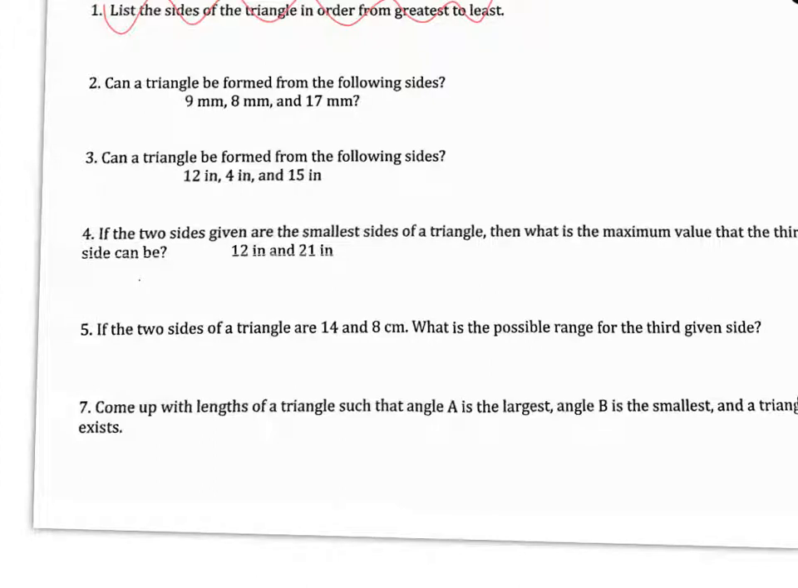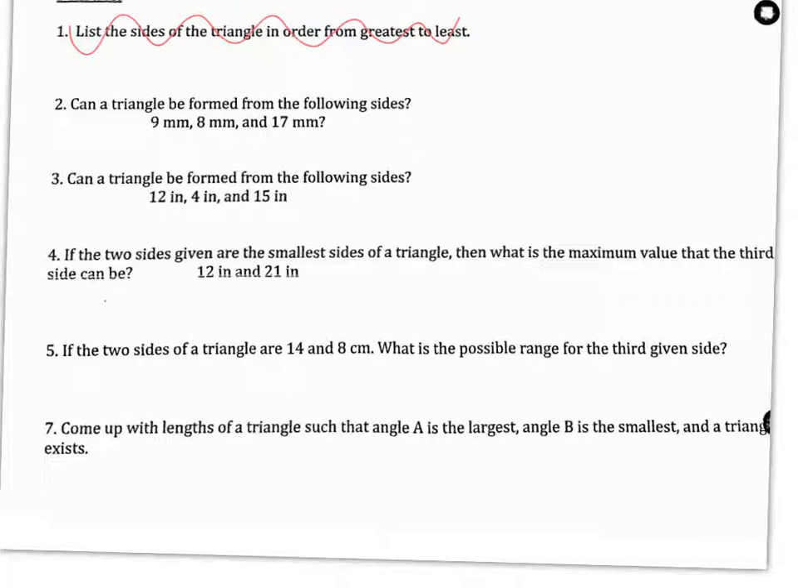So it says, can a triangle be formed by the following sides? So I have to add up my two smaller sides. So 9 plus 8, I want to know if that's greater than 17. 9 plus 8 is 17. That is not greater than 17, so no, a triangle cannot be formed.